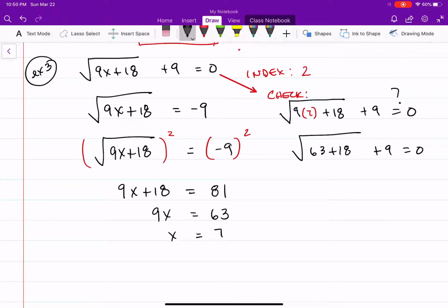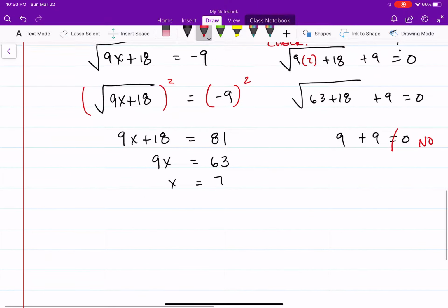63 plus 18 is 81. Square root of 81 is 9. So I got 9 plus 9. Is that equal to 0? And the answer is a big fat no. So that's definitely not true. So I can't use a 7, and that's the only answer I have. So I have to reject this. So therefore, my solution is actually no solution.